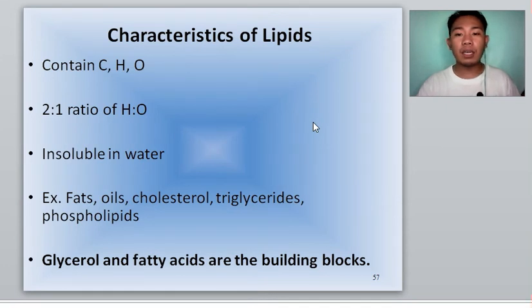Characteristics of lipids: usually they have carbon, hydrogen, and oxygen. The ratio of hydrogen to oxygen is 2:1, and they are usually insoluble in water. Examples are fats, oils, cholesterol, triglycerides, and phospholipids that are present in our cell membrane. Glycerol and fatty acids are the building blocks of lipids.